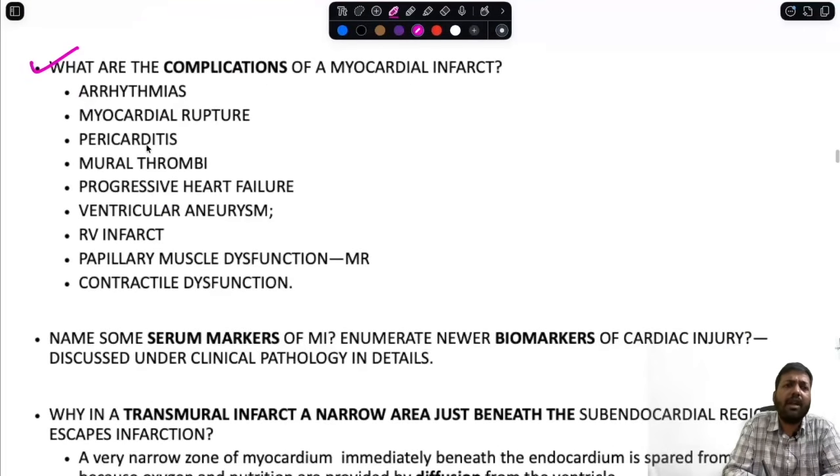Okay, next, what are the complications of myocardial infarct? It includes arrhythmias, myocardial rupture, pericarditis, mural thrombi, progressive heart failure, ventricular aneurysm, right ventricular infarct, papillary muscle dysfunction leading to mitral regurgitation and contractile dysfunction.